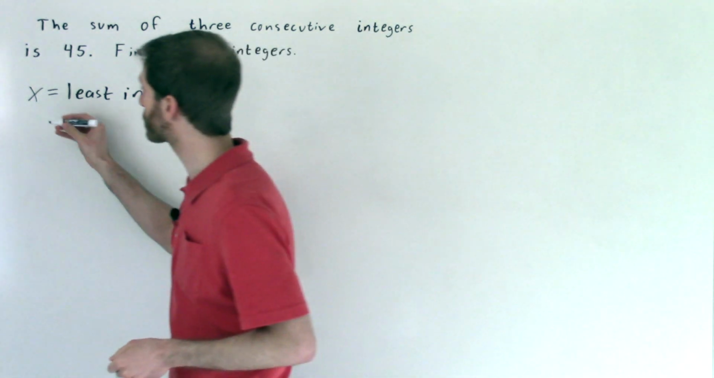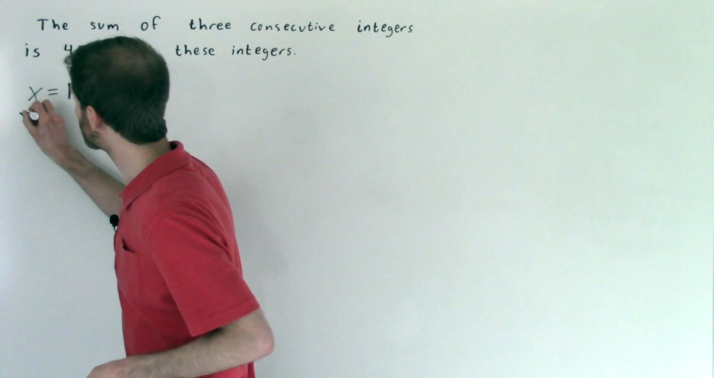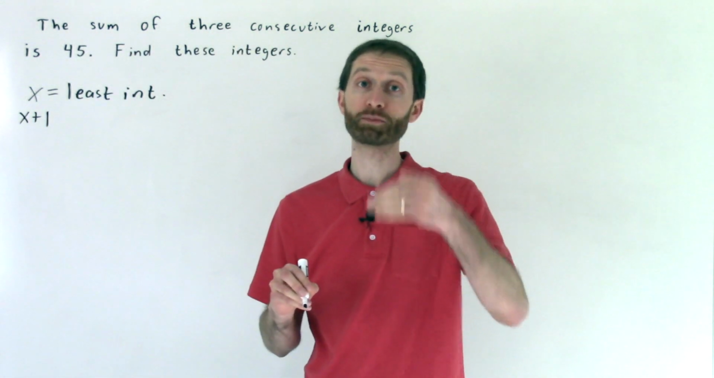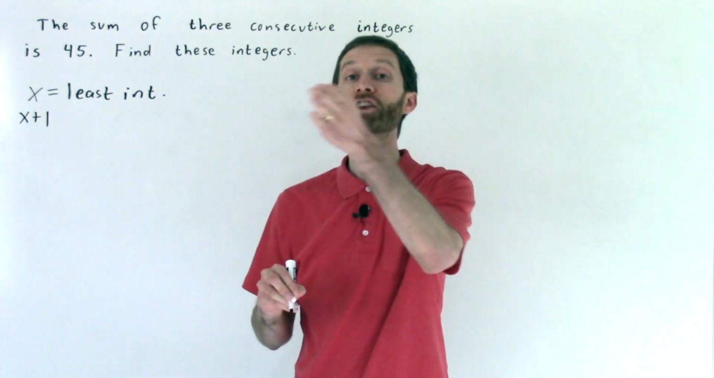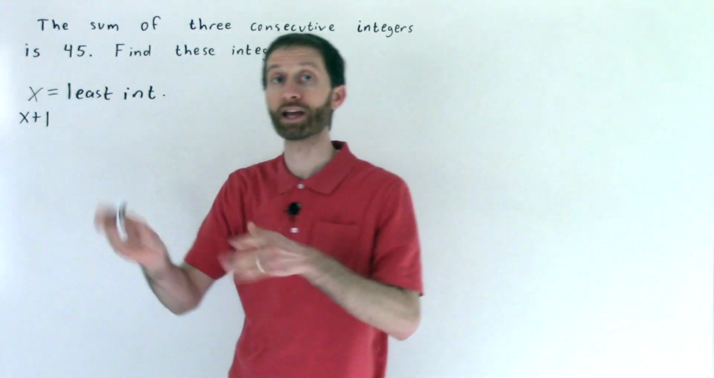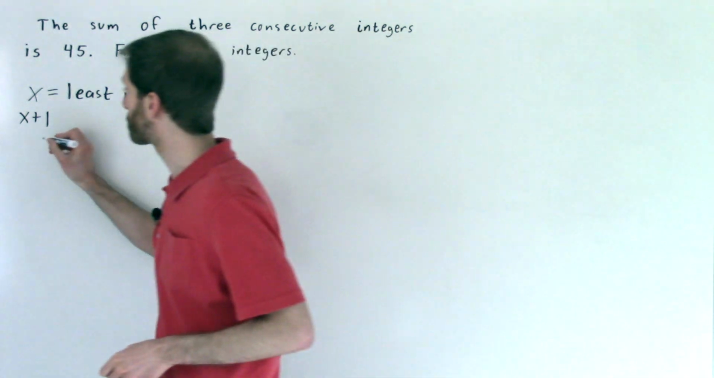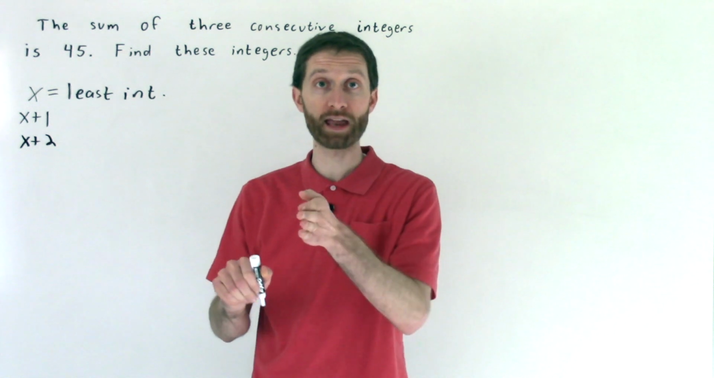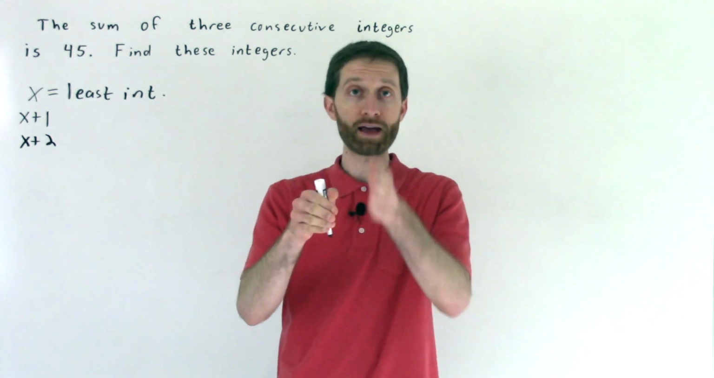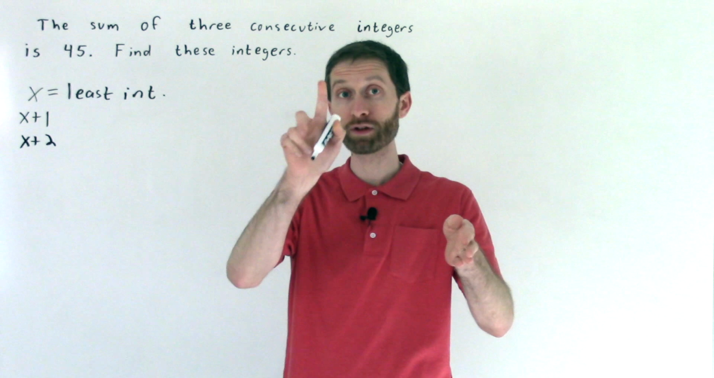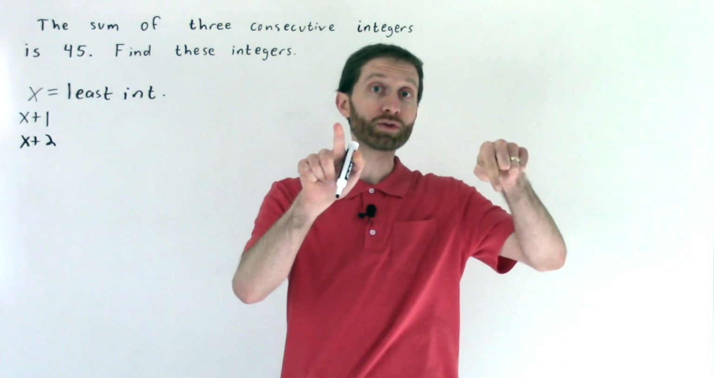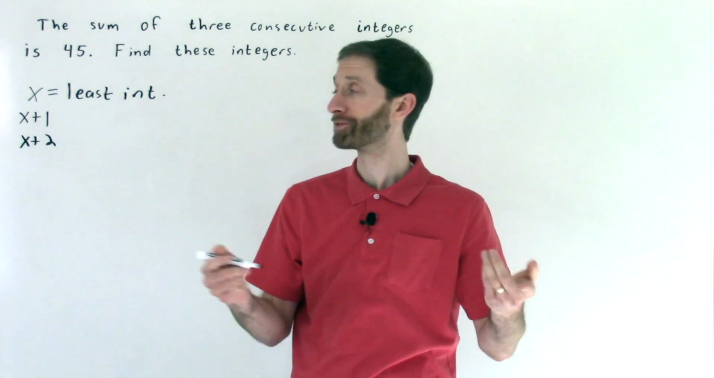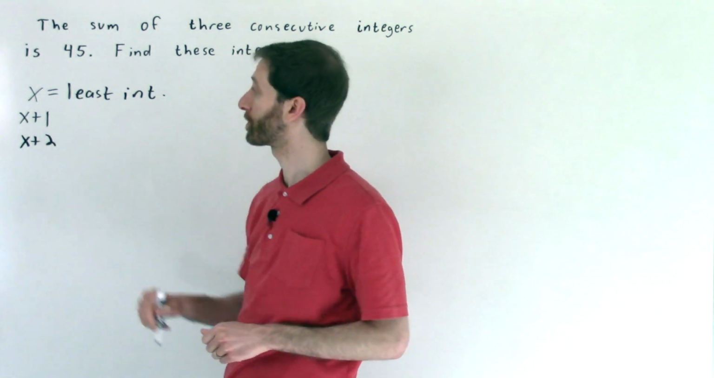So if we're at x, the next number would be x plus 1. So that would be your middle number. And then if you're at x plus 1, then you'd have to add another 1 on top of this to get to the third number. So that would be x plus 2. Or you could look at this as, if you're at the number 10, and that's your least number, 11 and 12, you'd have to add 2 to the first number to get to the one after that. So we've got x, x plus 1, and x plus 2.